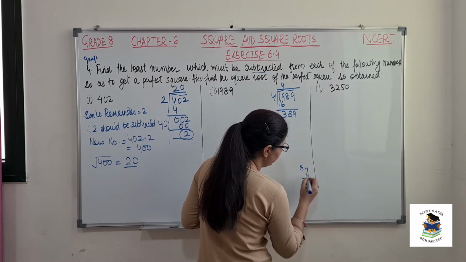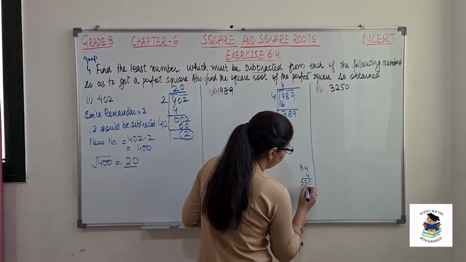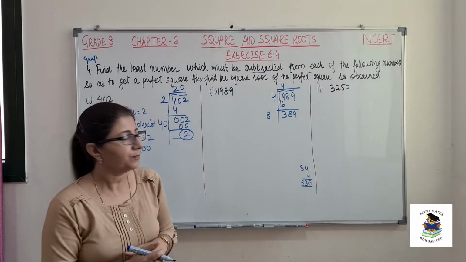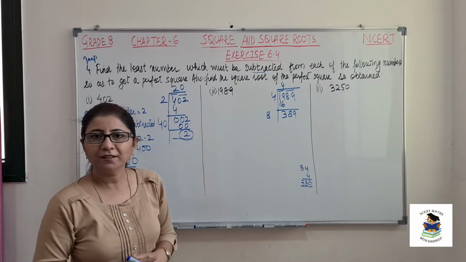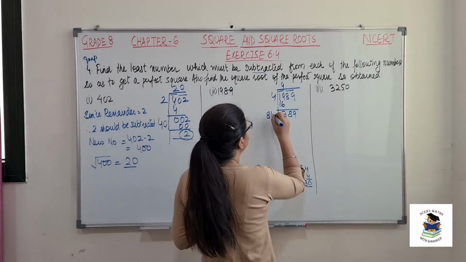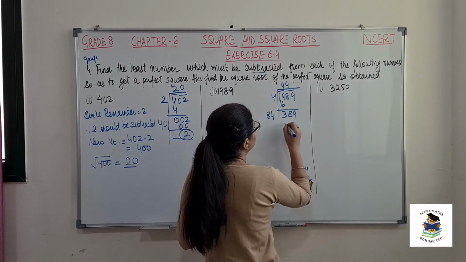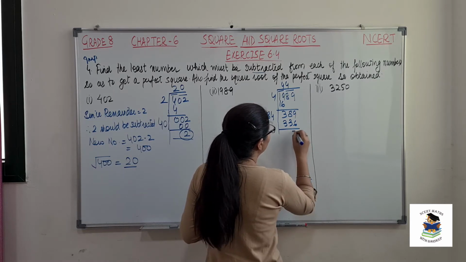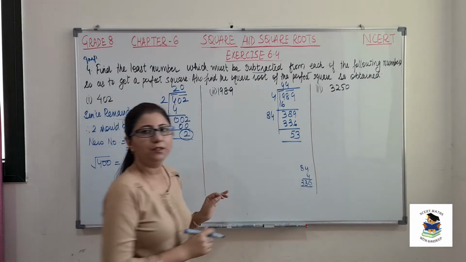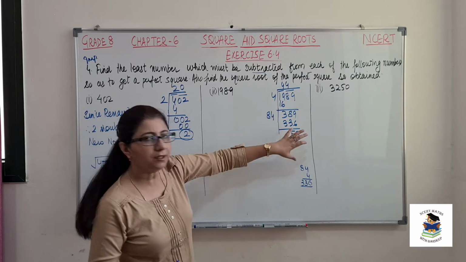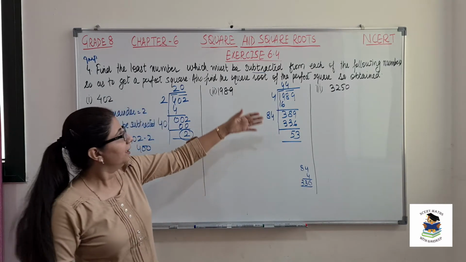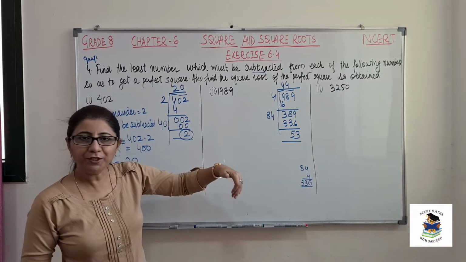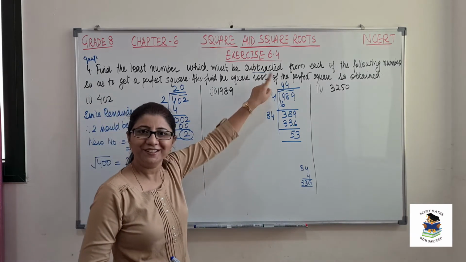4 4s are 16. 8 4s are 32 and 1 is 36. Okay. So 336. So we will write here 4. 4 here, 336 here. So let's see. 53 is the remainder. So 53 should be subtracted, and what will be the square root of the new number obtained? This is our 42.